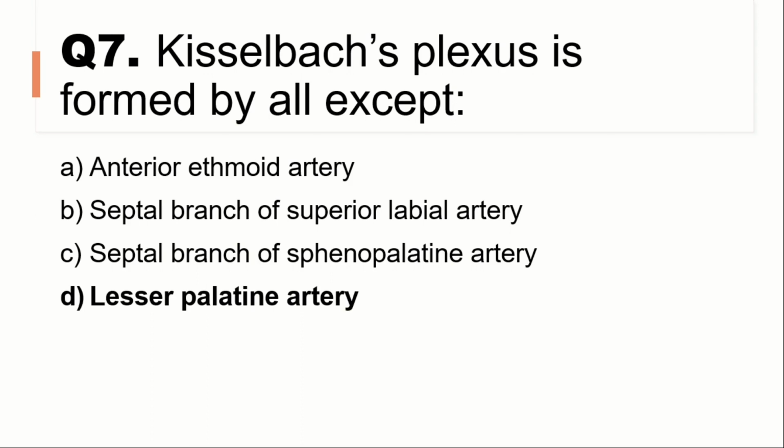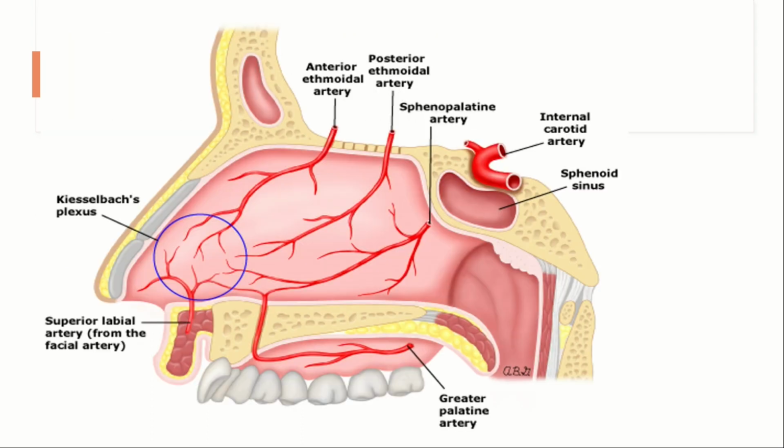Lesser palatine artery. Kiesselbach's plexus, or Little's area, is the vascular area in the anterior-inferior part of the nasal septum just above the vestibule. This plexus is formed by the anterior ethmoidal artery, sphenopalatine artery, greater palatine artery and septal branch of superior labial artery. So the correct answer here is lesser palatine artery.